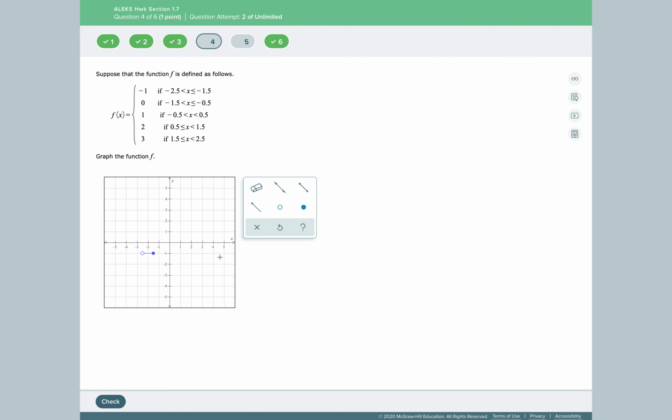Okay, so I have this line segment, and then we have that f of x is equal to 0 if negative 1.5 is less than x, which in turn is less than or equal to negative 0.5. So we have an open circle at (negative 1.5, 0), and then you have a closed point at (negative 1/2, 0). And connecting with the line segment.